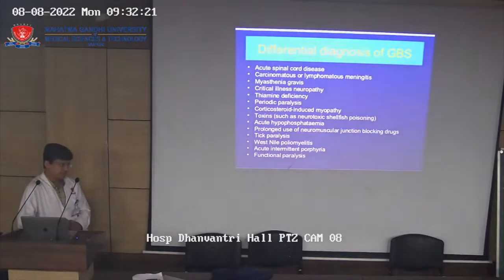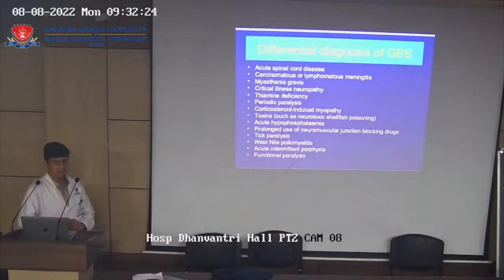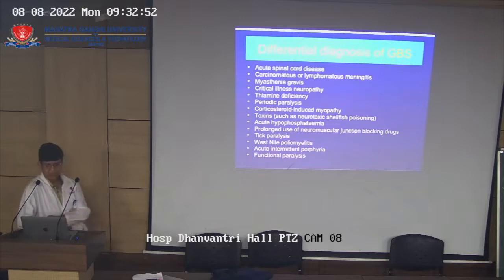And when you are dealing with GBS, certain differential diagnoses must be kept in mind. These may be acute spinal cord disease, carcinomatous or lymphomatous meningitis, myasthenia gravis, critical care illness neuropathy, thiamine deficiency, periodic paralysis, corticosteroid-induced myopathy, toxins, acute hypophosphatemia, prolonged use of neuromuscular junction blocking drugs, tick paralysis, vascular poliomyelitis, acute intermittent porphyria, and functional paralysis. So these are the different diseases which come in the differential diagnosis of GBS.